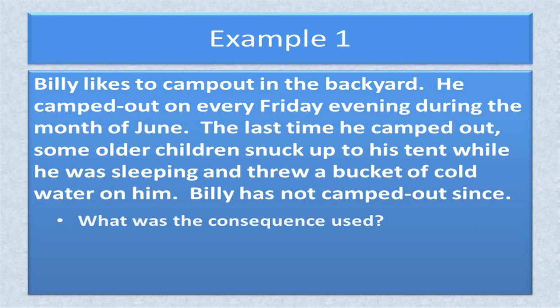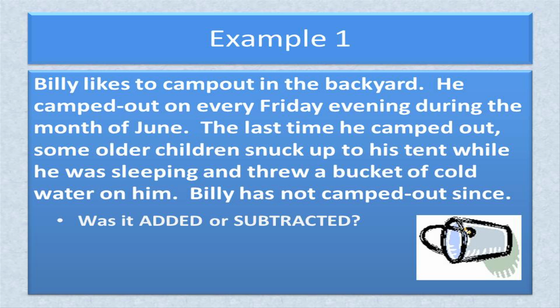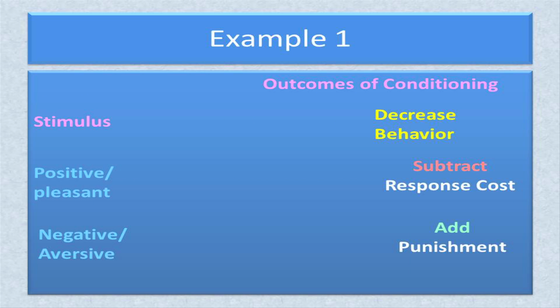Next, what was the consequence used? Right. The consequence was the cold water thrown on him by the older children. Was the water added or subtracted? Right again, it was added. So, we know that the technique of punishment was used. A negative stimulus, the cold water, was added by the older children, resulting in a decrease in camping out behavior. This is an example of operant conditioning because a stimulus following a response changed the frequency of the response being emitted again.